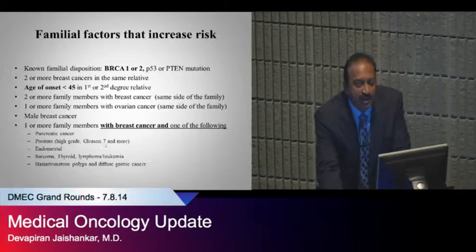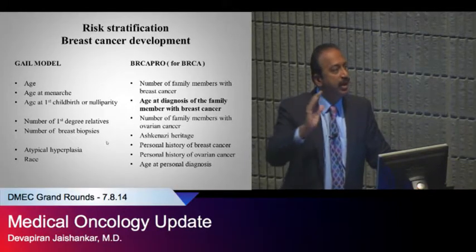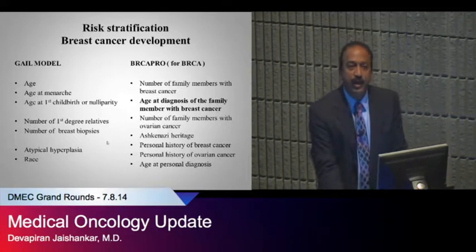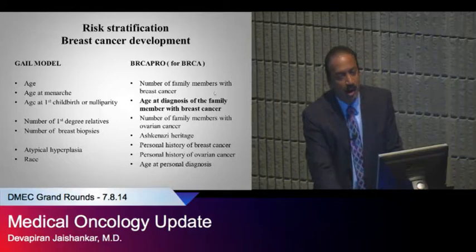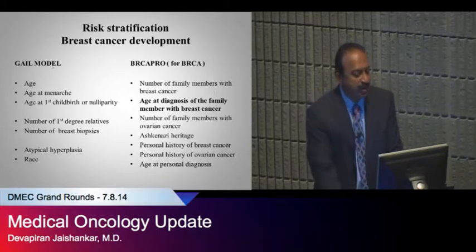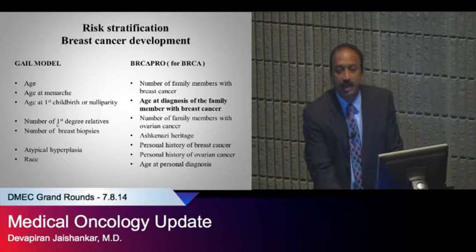So risk stratification in a patient who has not been diagnosed with breast cancer. These are patients who are there routinely seeing you in practice. How would you do it? There are 2 different ways of looking at it. Here's the Gail model looking at the individual patient's risk factors, which is age at menarche, age at first childbirth, number of first degree relatives, number of breast biopsies, atypical hyperplasia, and race.